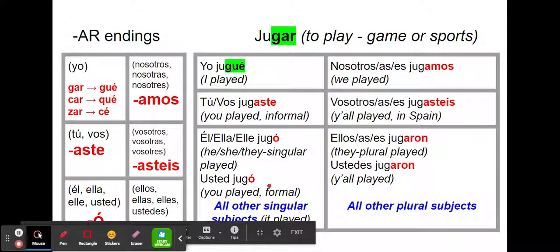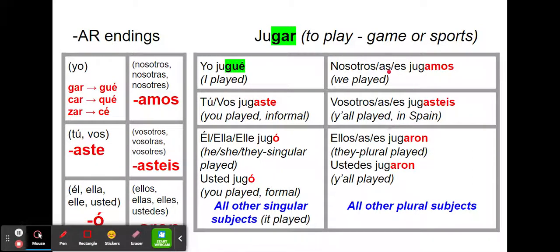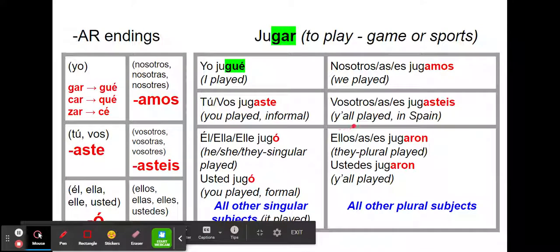You played fútbol, jugó fútbol, jugó al fútbol. Nosotros, nosotras, nosotres, all of those go with jugamos. I got that ending from over here. We played. Vosotros, vosotras, and vosotres jugasteis. That ending came from right over here, and that would be the y'all played, only used in Spain.